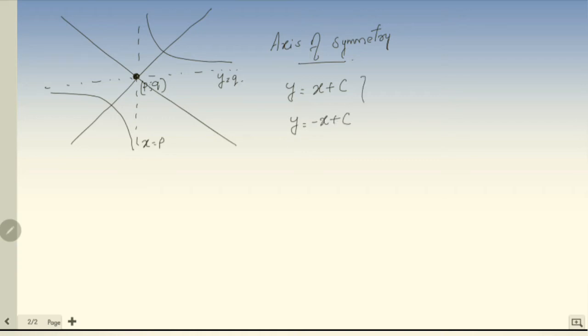In both cases, what you have to do is make c available. How do you do it? Substitute the point, whatever is p, q there, and we can make c available. It's a very simple thing, and you can get the mark also.